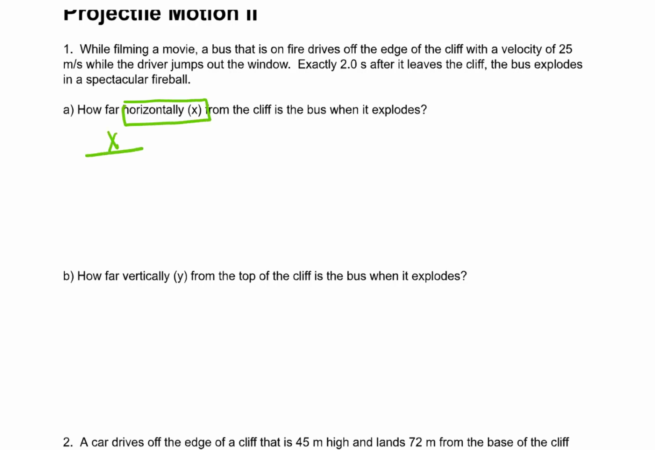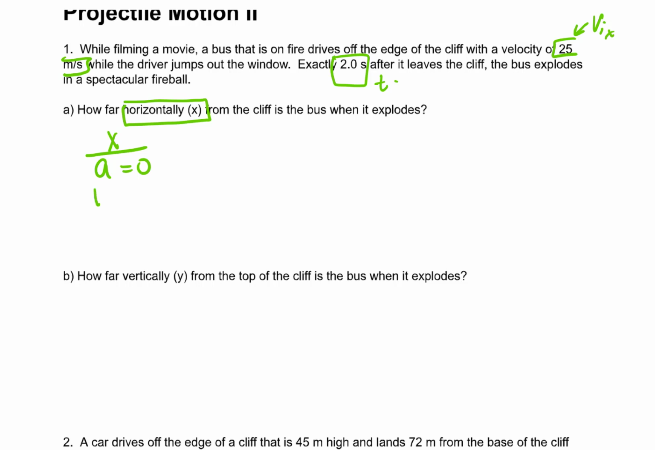This means right now we're just looking at our x stuff. Now, in the x direction, we automatically know that the acceleration is going to be 0. So it doesn't matter what any of that other stuff says, that's going to be 0. Now, when we read this, it drives off the cliff with a velocity of 25 meters per second. What's really important here is that we know that this is the initial velocity in the x direction, and 2 seconds later, the time is going to be 2 seconds, it explodes.